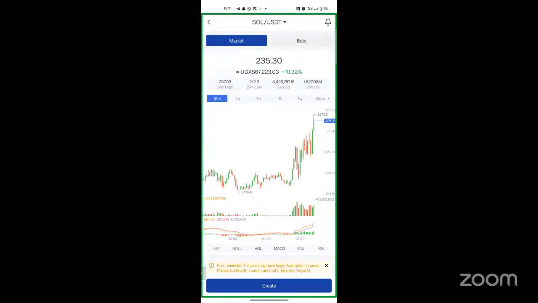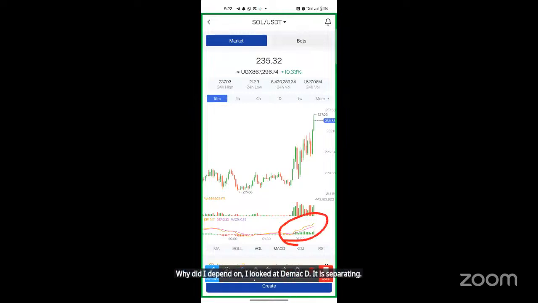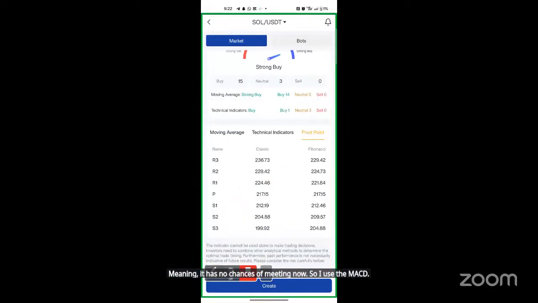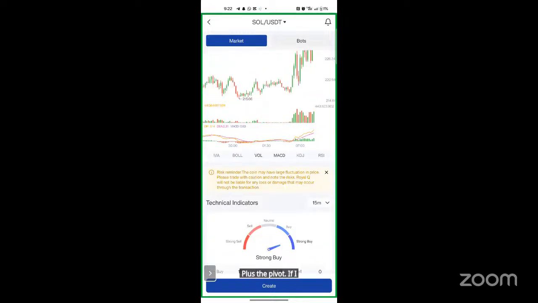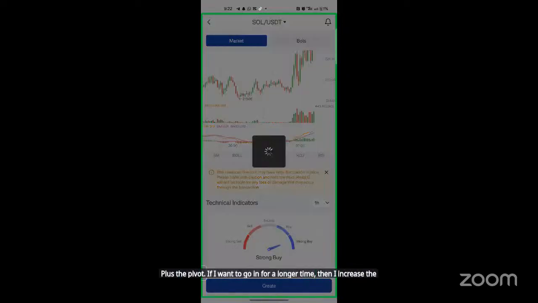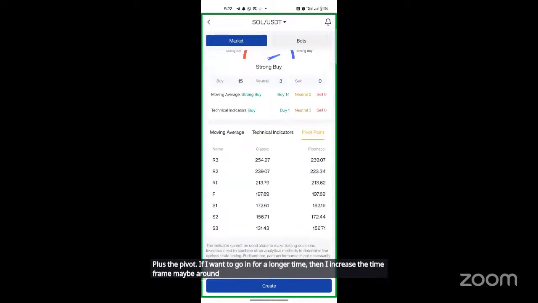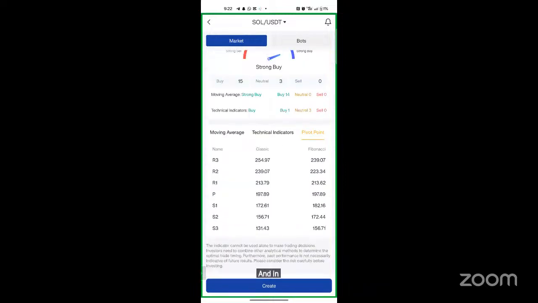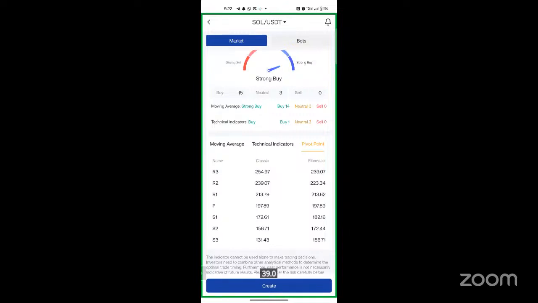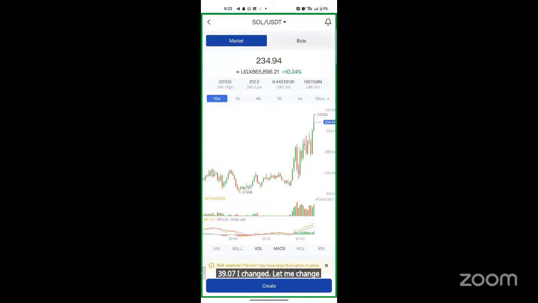Is that hard? Why did I depend on this? I looked at the MACD. It is separating, meaning it has no chances of meeting now. So I use the MACD plus the pivot. If I want to go in for a longer time, then I increase the time frame, maybe around 1 hour. And in 1 hour, there is 239.07. Let me change. That one is better at least.